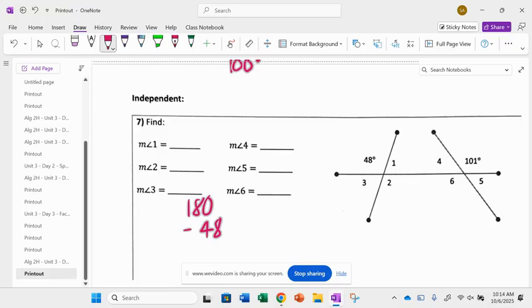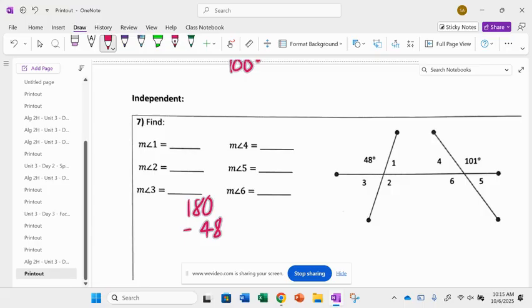Angle 4. So what's the relationship between angle 4 and the 101? Yeah, so how would we do that? Perfect. There's no work tonight, right? Should be 79, right? Because we had to borrow. Yep, so angle 4, 79. Yeah, angle 4. And then just write it over here.